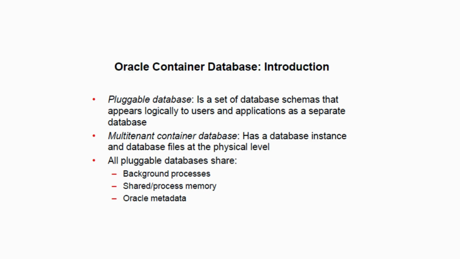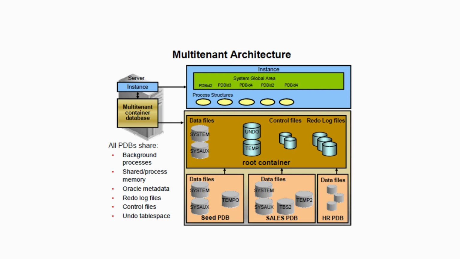A pluggable database, PDB, is a set of database schemas that appears logically to users and applications as a separate database. But at the physical level, the multi-tenant container database, CDB, has a database instance and database files, just as a non-container database does. The graphic in the slide shows a CDB with 4 containers, the root, the seed, and 2 PDBs. The 2 applications, HR and sales, use a single instance and are maintained separately. At the physical level, the CDB has a database instance and database files, just as a non-CDB does.